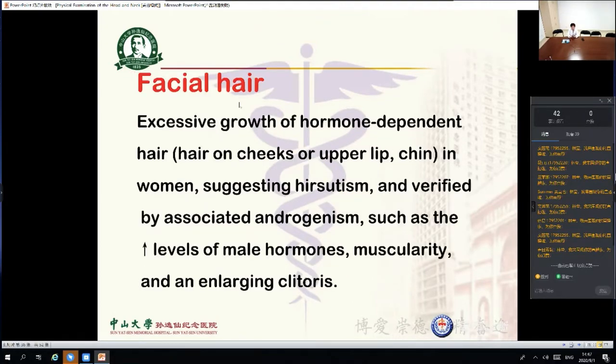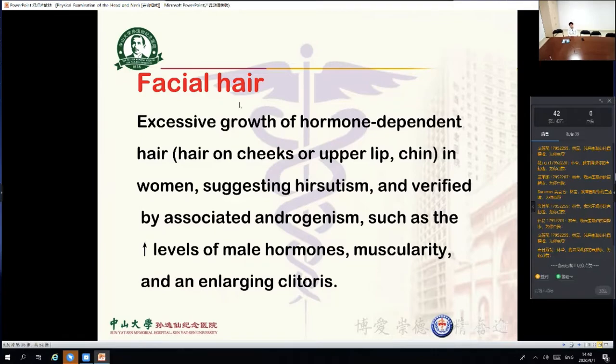And besides the appearance of the face, I would like to talk something about the facial hair. Those patients have excessive growth of hormone-dependent hair, which means hair on cheeks or upper lip, chin in women, suggesting hirsutism, 多毛症, and verified by associated androgenism, excessive production of the androgen, such as the increased level of male hormones, muscularity, and enlarging clitoris.